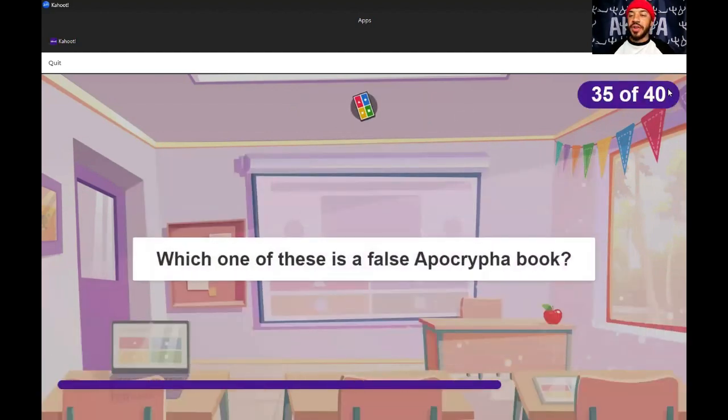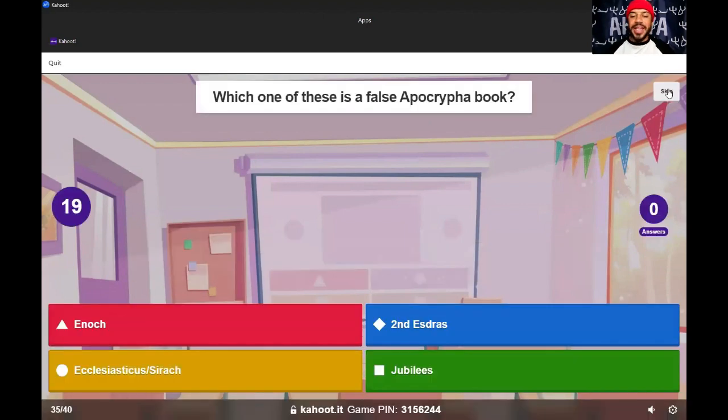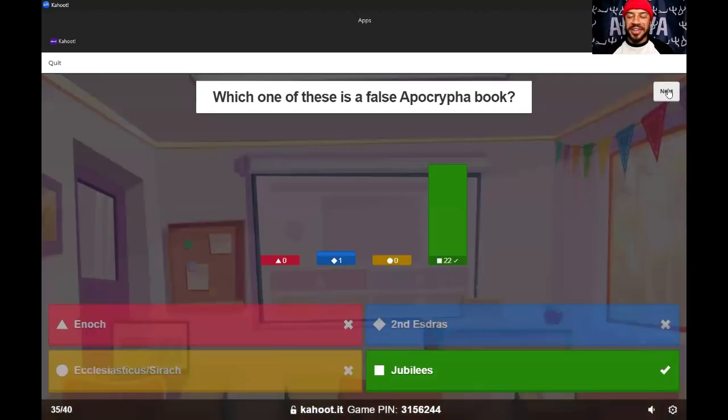Which one of these is a false Apocrypha book? Red, Enoch; blue, Second Esdras; yellow, Ecclesiasticus Sirach; or green, Jubilees? Oh boy, this is a gimme. If you know, you know. And if you don't know, this is why I'm putting this question here. If you think it's Second Esdras, you look into testing the Book of Jubilees on my YouTube. And Second Esdras is a bona fide scripture. Go read Second Esdras. You won't question it if your eyes are open.